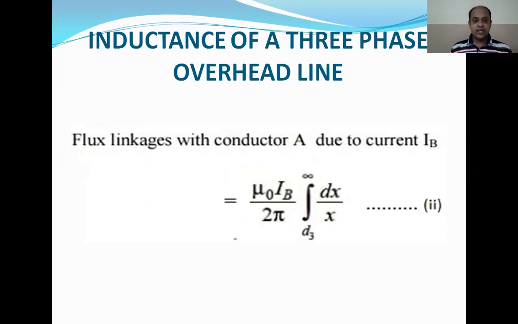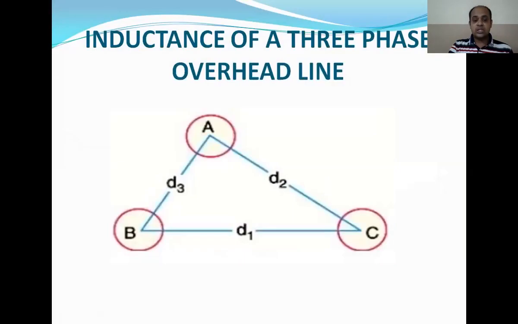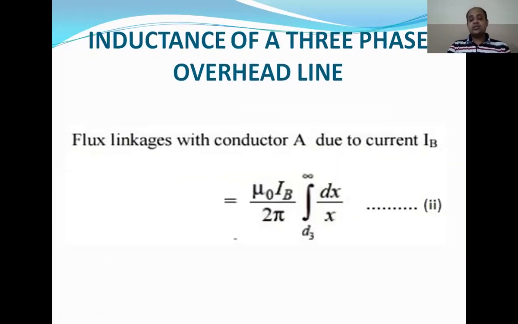Now, in the same way, we have to find the flux linkage with conductor A due to current IB, because conductor A is mutually connected with conductor B and the current of conductor B is IB. The flux linkage with conductor A due to current IB is equal to mu 0 IB by 2 pi integration d3 to infinity dx by x. Why d3? Because, if you follow this figure, the distance between conductor A and B is d3. So here the integration is d3 to infinity dx by x. This is equation number 2.